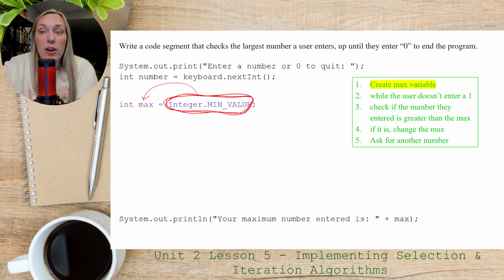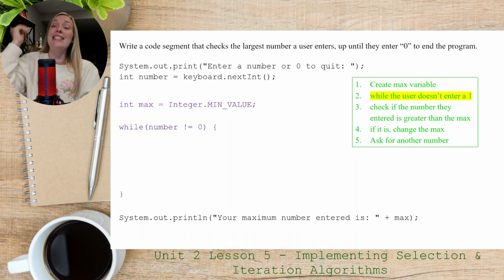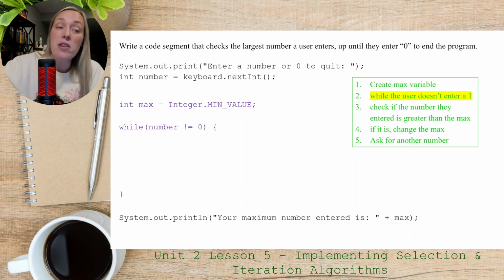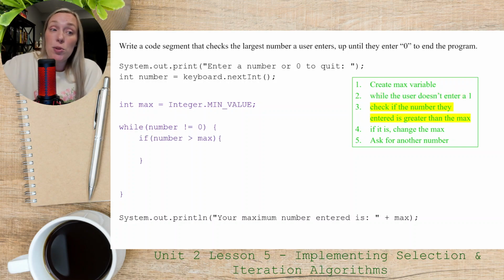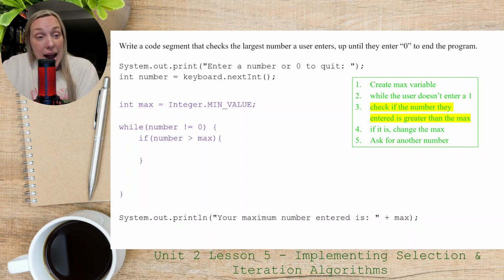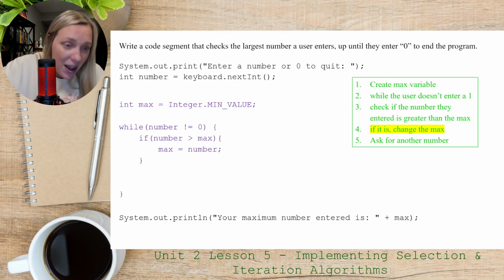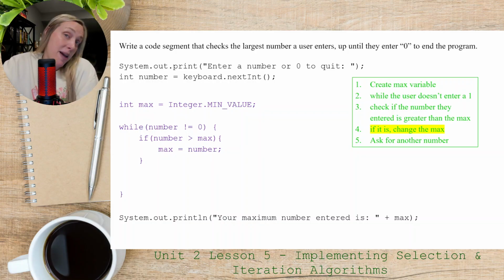So we create the max variable. While the number is not equal to 0, because they enter 0 to quit, ignore the pseudocode steps there. But while the number is not equal to 0, we want to check if the number the user has entered is greater than the max. Because if it is, we want our max to be that new number, because we're looking for the maximum value. So we want to change the max.